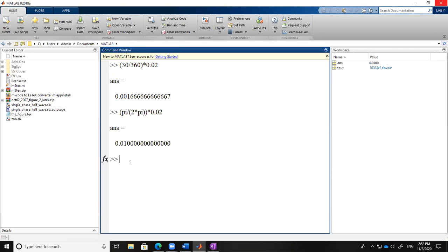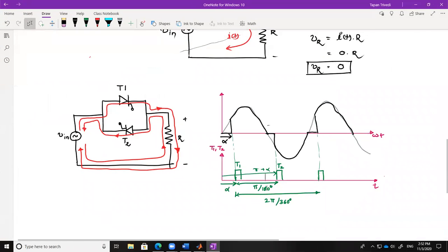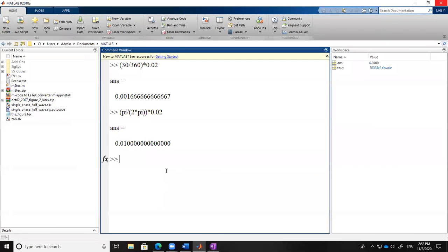You can calculate 180 degree means 10 millisecond or 0.01 second. Okay. So 180 plus 30, that is 210 degree. Here we want to obtain 180, that is pi, plus alpha, which is 30 degree. So 180 plus 30, that is 210 degree. I want to calculate 210 degree here. Then I will say 210 divided by 360 into 0.02. So then it will be 0.011667.